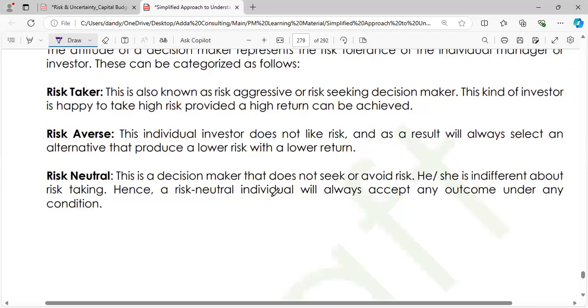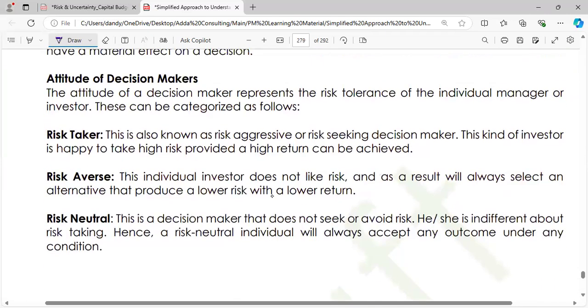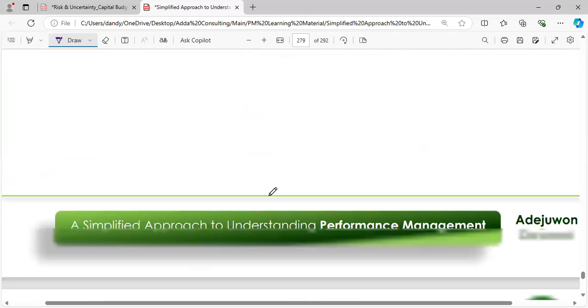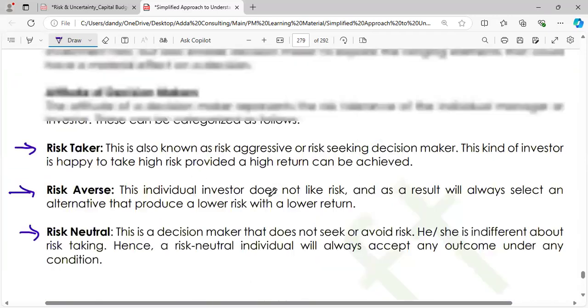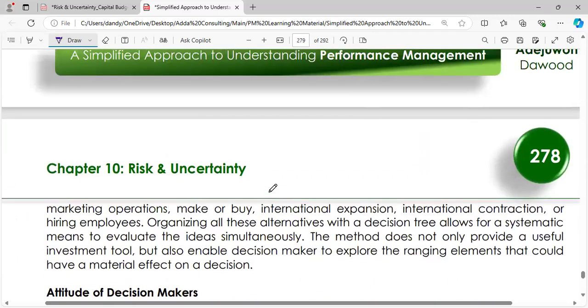These are the attitudes to risk of the individual investor: for a risk taker, a risk averse, and a risk neutral individual investor. So that's it, guys. Let me know if you have any question for me so that we can close the class, and we'll meet again next time by the grace of God, when we shall be starting a new topic, which is capital budgeting. So any question for me?